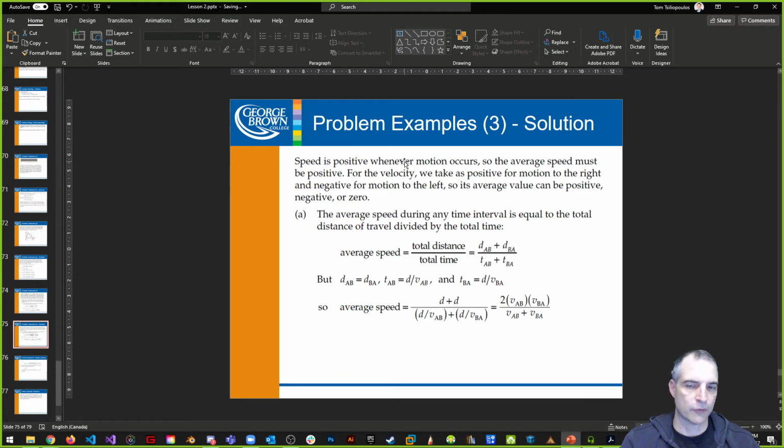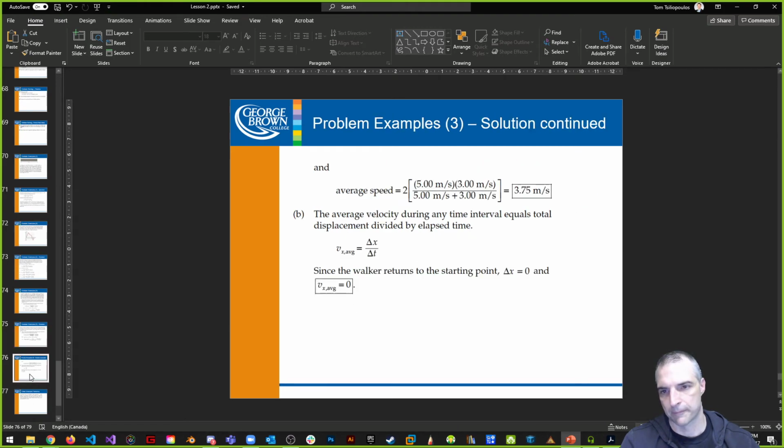Speed is positive whenever motion occurs, so the average speed must be positive. For the velocity, we take as positive for motion to the right and negative motion to the left. So its average value can be positive, negative, or zero. The average speed during any time interval is equal to the total distance traveled divided by the total time, and this is the solution to problem 3. And it talks about it in more detail.